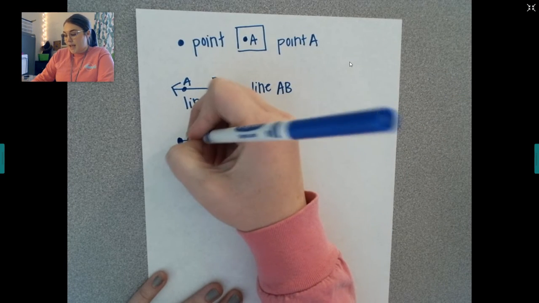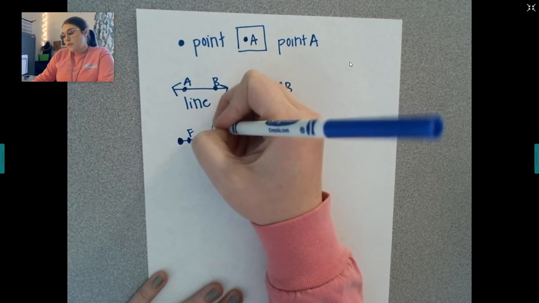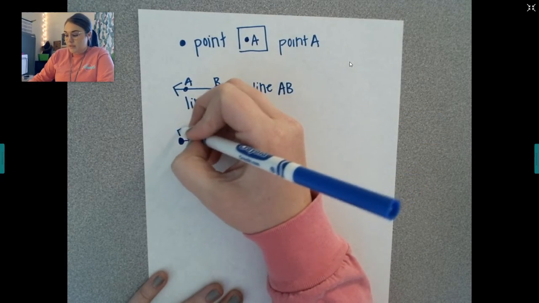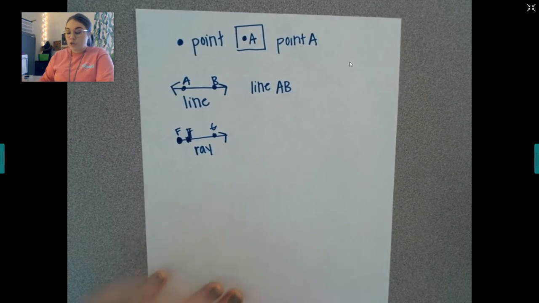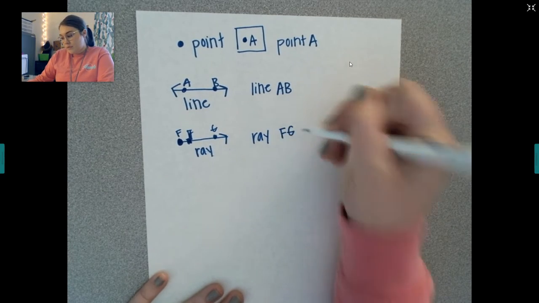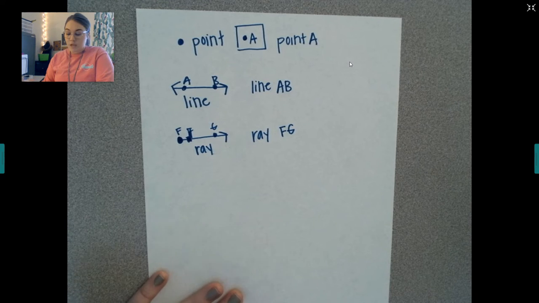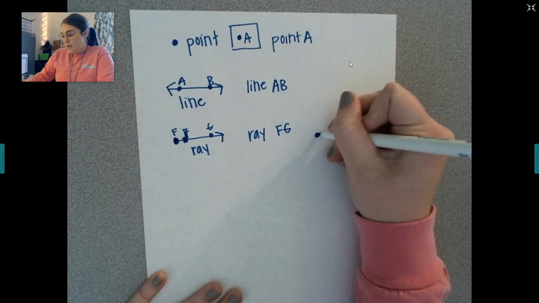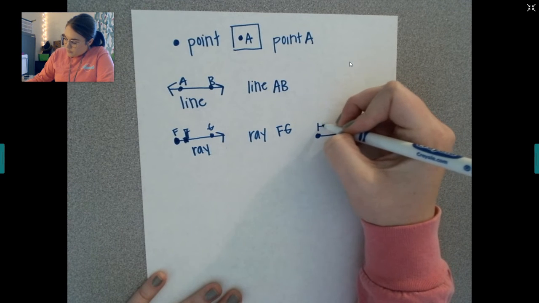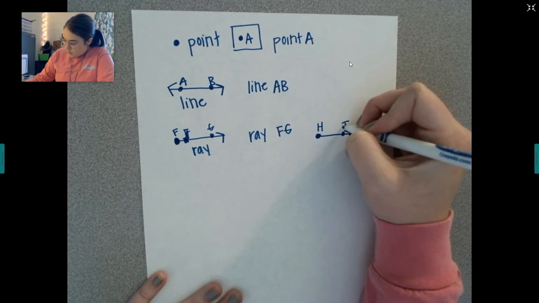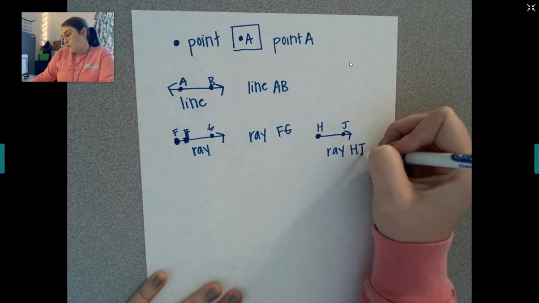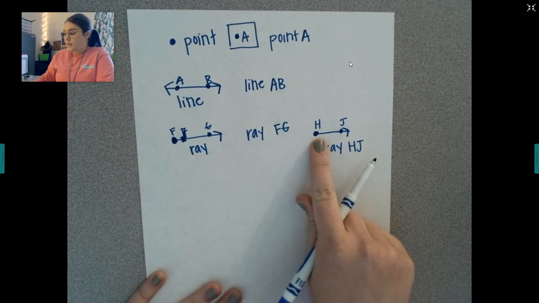So let's say this ray is labeled this. Well, actually, this F wouldn't be here. It would be this, FG. So this would be ray FG. So again, let me show you. If I had a ray and they said, what is the name of this ray? The way you would label it is ray HJ, because it starts with an H and it ends with a J.